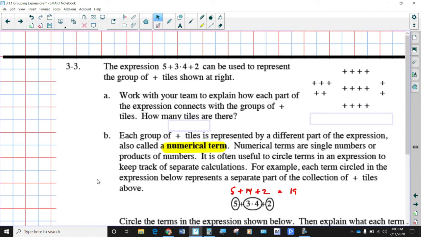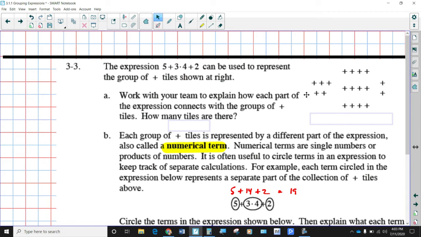All right, so now we're going to get into the CPM version of order of operations, where instead of following PEMDAS, we circle terms. And you may recall the terms are the parts of a numerical expression that are being added together. So let's read through this and see if we can make sense of it. The expression 5 plus 3 times 4 plus 2 can be represented by a group of tiles as we see at the right here, okay? So it says work with your team, but you can just look at this. Please copy that down. And what it wants us to do is connect this expression to this diagram.